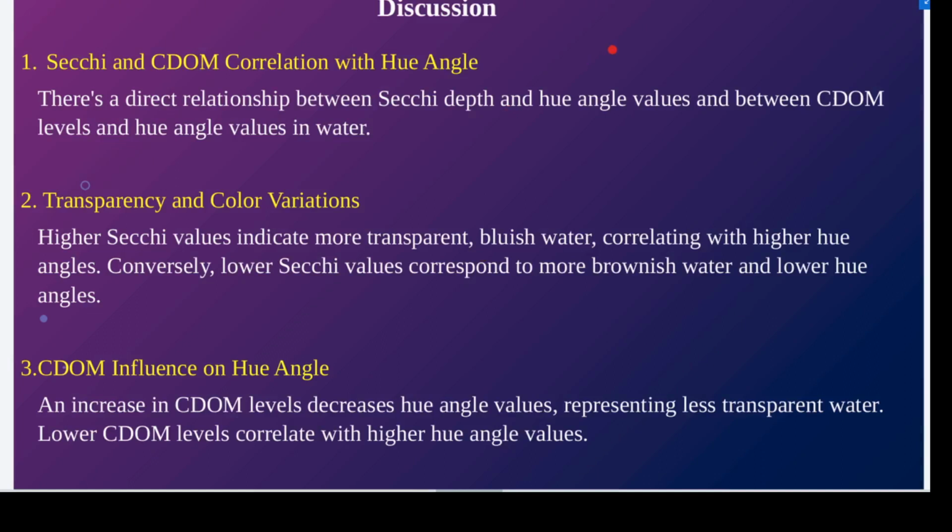So we can see there is a direct relationship between Secchi depth and Hue Angle, and between CDOM levels and Hue Angle in the water. Higher Secchi values indicate the water is more transparent and bluish. Conversely, lower Secchi values correspond to water that is more brownish, which can indicate higher CDOM. An increase in CDOM levels decreases the Hue Angle, which represents less transparent water, and lower CDOM values correlate with higher Hue Angle values.